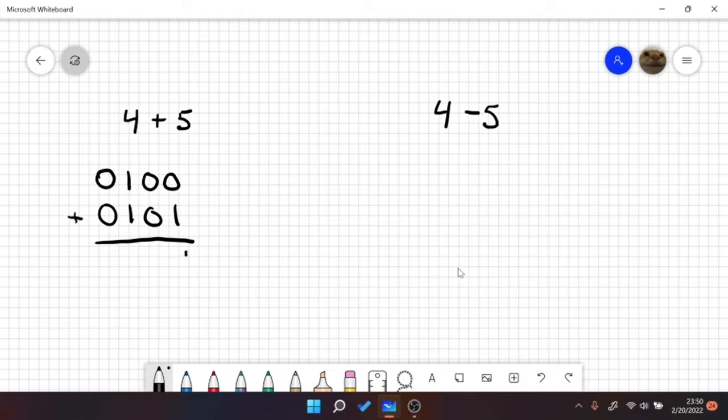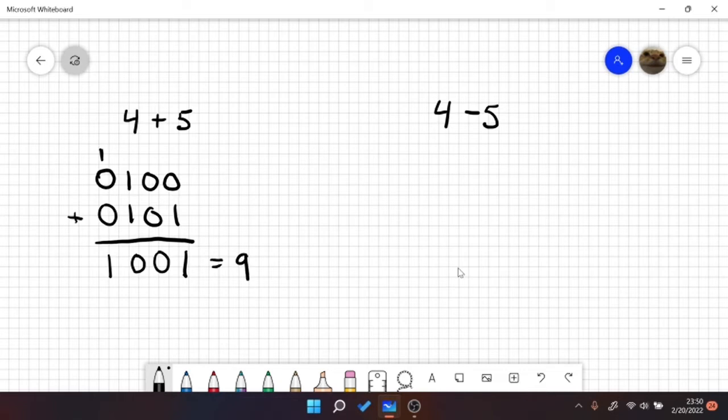So this goes down, zeros. And now we have 1 plus 1, which will give us 0 with a carry of 1, and we have 1. And now we know that this number right here is going to be 8, and this number right here is 1, so we add those together and we get 9.